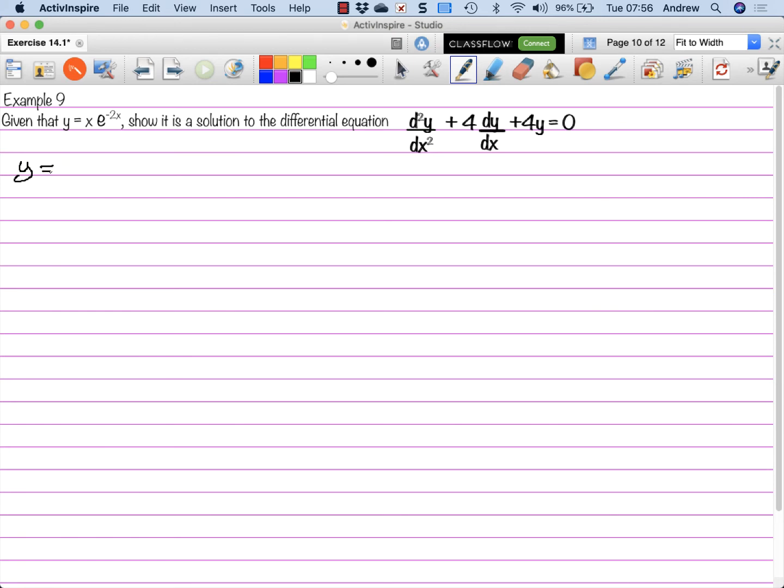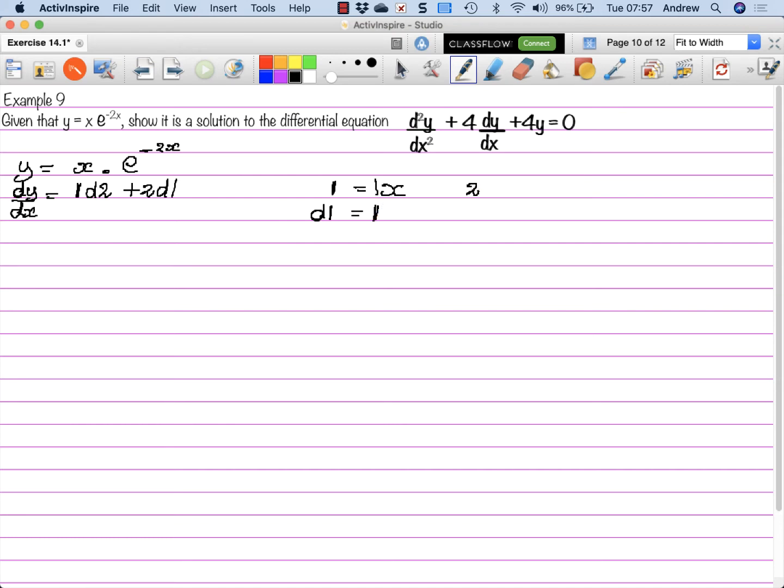Well, y is equal to x e to the minus 2x. And this is a product rule. So the formula for the product rule from the last unit of work is first times the differential of the second function plus the second function times the differential of the first. Now the first function is equal to x, and the differential of this first function is going to be equal to 1.